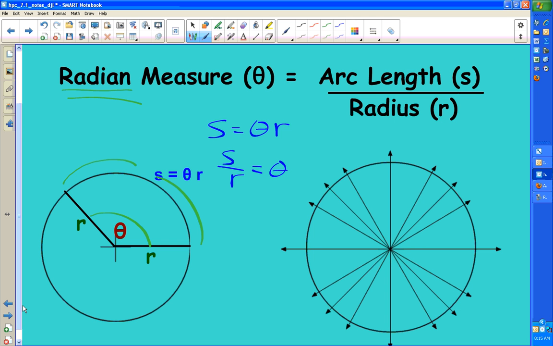And a radian measure is arc length. The variable we use for arc length is S divided by radius, which is R. And the radian measurement, the measure of an angle in general, is theta. Theta is equal to S over R. Or arc length is equal to theta times r.